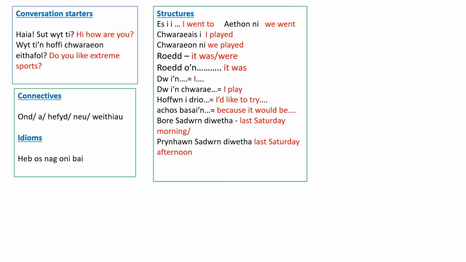I've got some structures there in the green box in the middle. So es i, I went to. Aethon ni, we went. Chwaraeais i. Chwaraeon ni, we played, and so on. Try and use at least 5 of these from this box. Then you've got some connectives there on the left. Remember, these always make your writing better. Here are just a few examples, but I've given you lots on the last few lessons when I copied and pasted those structures onto one of your worksheets. And then idioms, and I've just given you one example there. Heb os nag oni bai. These always get you a higher level if you use those in your writing.